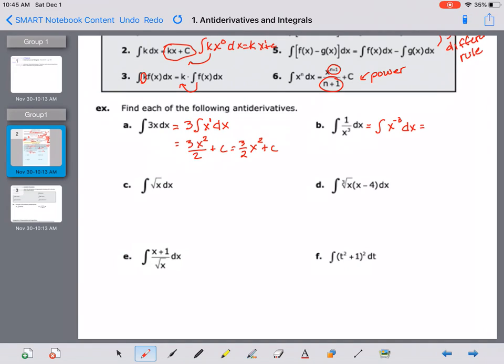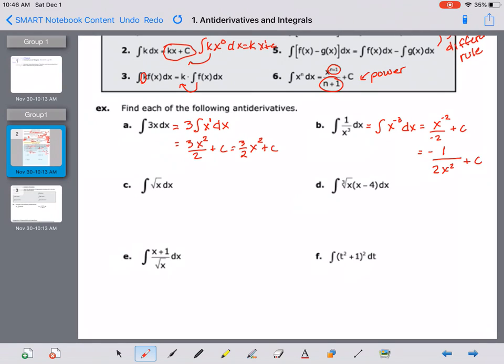Then I can do my integral process. My coefficient is 1 right now, so I'm not going to worry about that. When I add 1, I get -2. Divide by -2 and add a plus c. I always want to put it back into the form that it was originally in. I don't want negative exponents, so I'm going to move my negative in front because my whole term is going to be negative. I'm going to have a 1 in my numerator because I'm going to push that x to my denominator. And then a plus c.